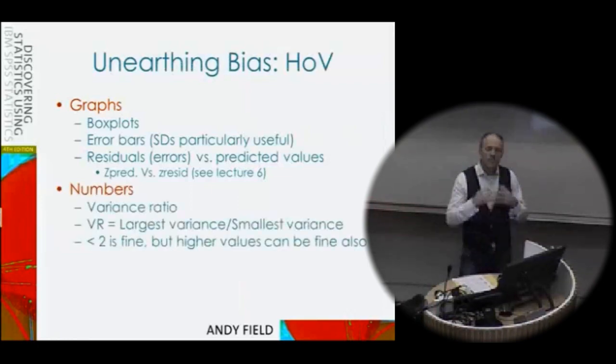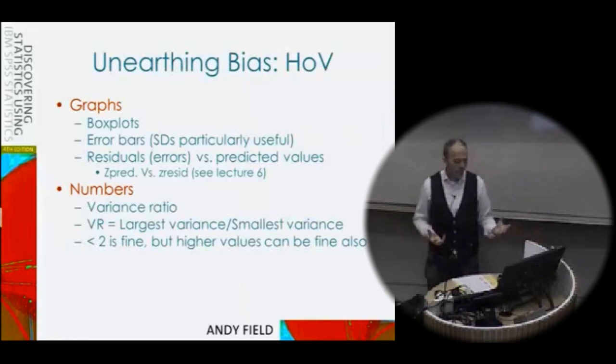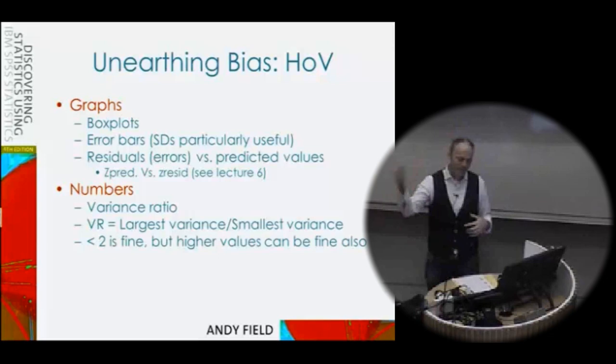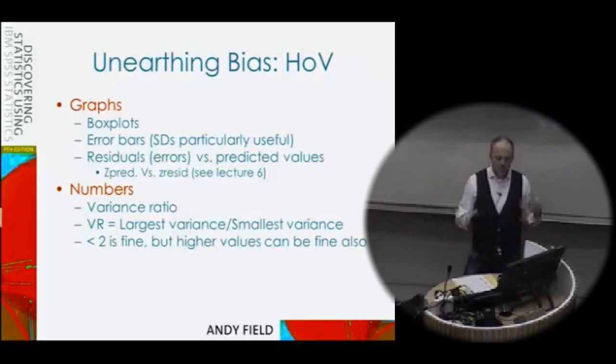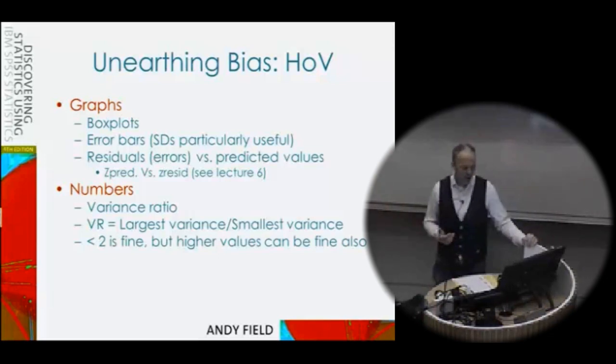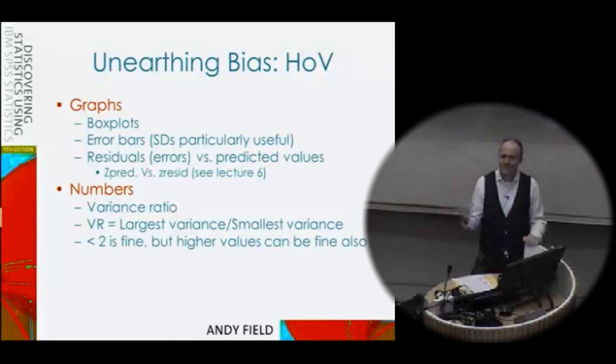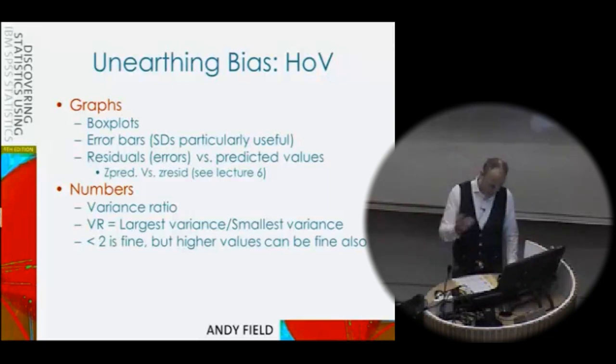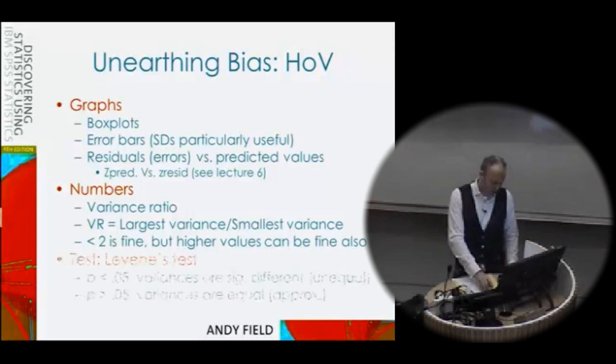We can look at the actual values of the variance, and some people look at something called the variance ratio, where you just divide the biggest variance by the smallest one. And there's a general rule of thumb that if that's under 2, then everything's all right. But as far as rules of thumb go, it's a bit rigid. It actually depends on lots of things what your rule of thumb should be, like how many variances you're comparing for a start. But if you want a rule of thumb, that's a reasonable one to use.